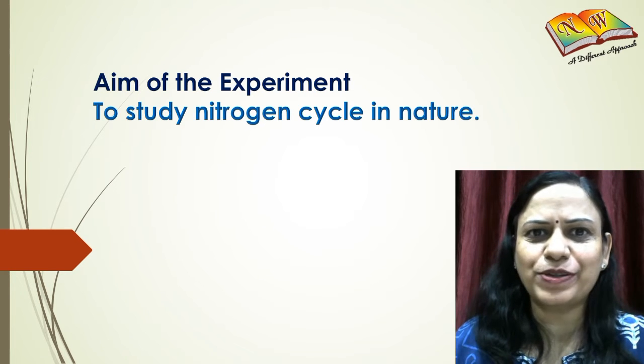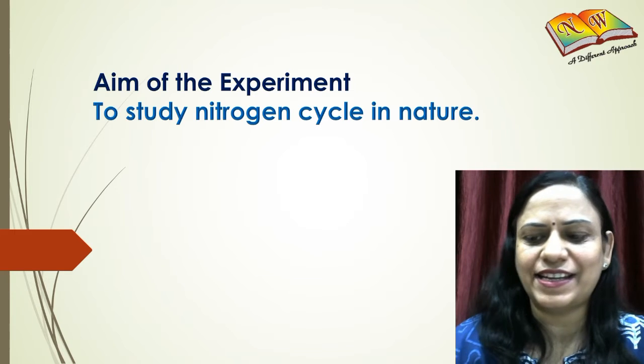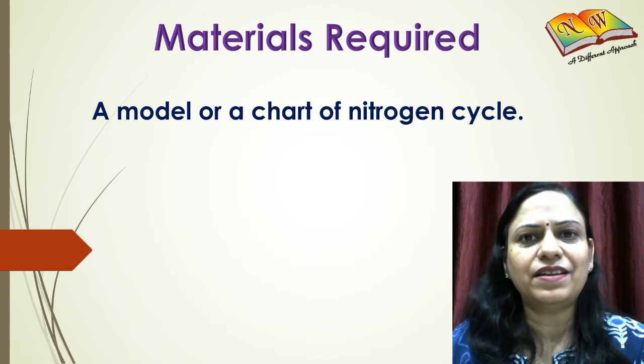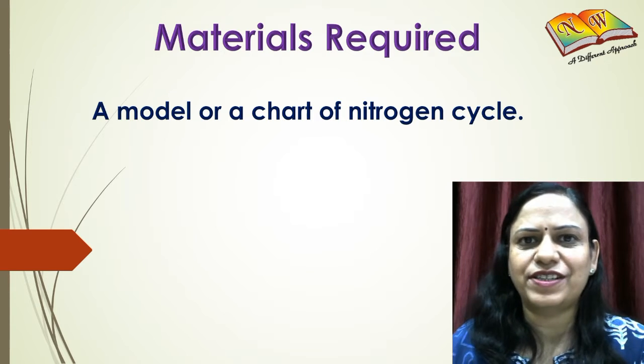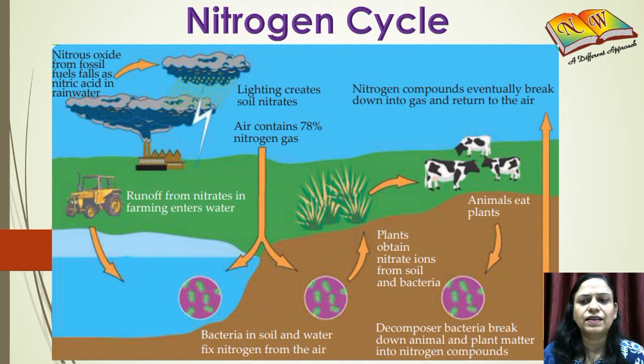Experiment, we are going to study the nitrogen cycle in nature. The material required for this purpose is a model or a chart of the nitrogen cycle. This is a chart showing the nitrogen cycle in nature. So the nitrogen cycle mainly involves how the element nitrogen is cycled through nature from its inorganic state to organic compounds and then back to the inorganic state so that the balance in nature is maintained.